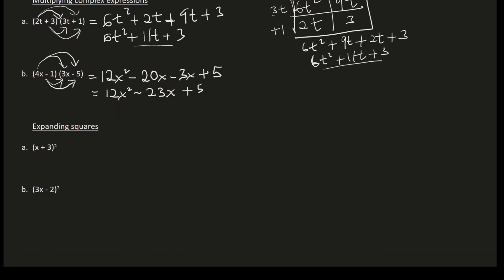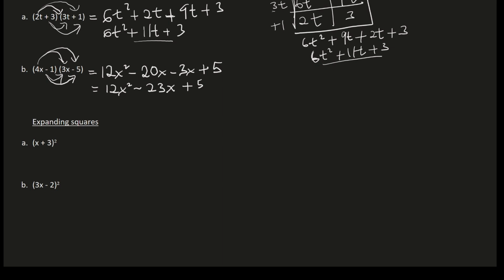Now let's look at expanding squares. Expanding squares is just the same. What we have here is x plus 3 squared. Squared means twice of the bracket. So an example is this: if you have a squared, it means a times a. So x plus 3 all brackets squared means x plus 3 and another x plus 3.